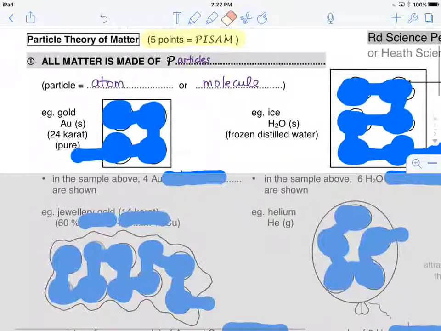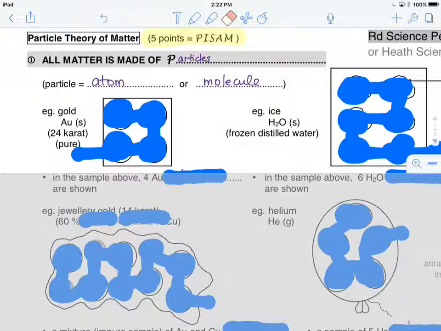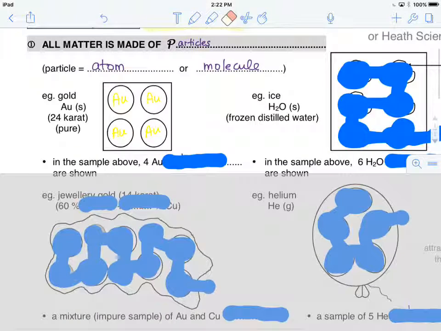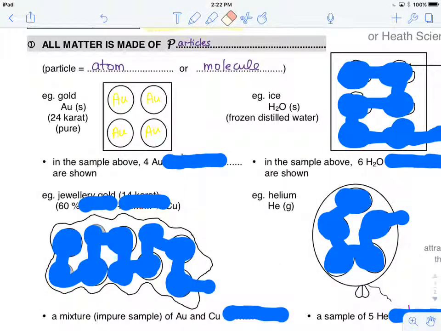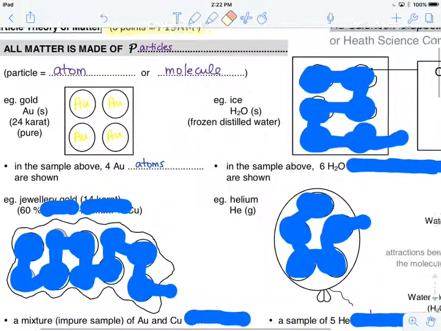So for example, 24 karat or pure gold is made up of gold atoms. Okay, so in this sample that we have here, 4 gold atoms are shown. And so this kind of demonstrates that this chunk of matter is made up of particles. It's made up of atoms.